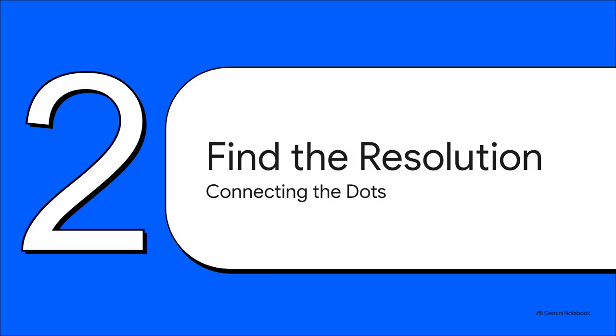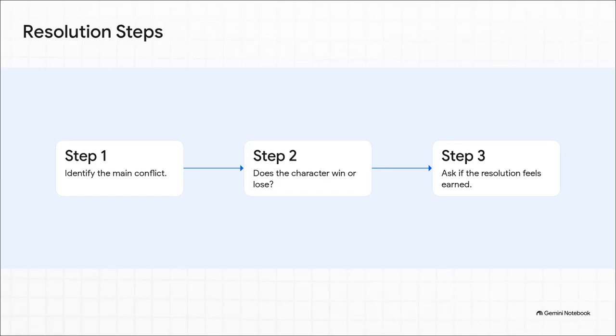So now that we know why they're so crucial, let's move right into section 2, finding the resolution, or connecting the dots. There is a really clear 3-step process for figuring this out when you're reading. Step 1, you have to identify the main conflict. You simply cannot find a resolution if you don't know what problem needed solving in the first place. Remember the types of conflict we've talked about. Is it character versus character, versus nature, or maybe a deep internal character versus self? Pinpoint that exact struggle. Step 2, look closely at how that specific conflict is resolved.